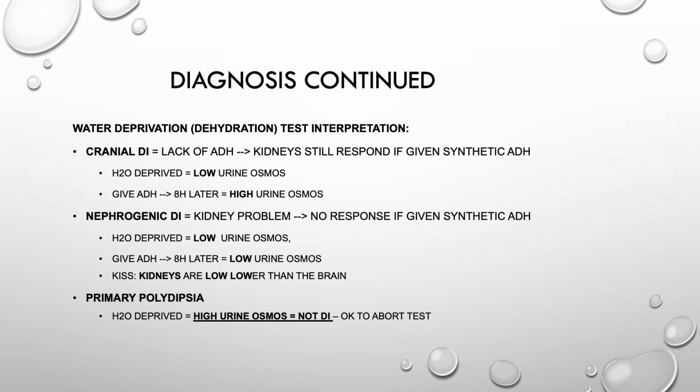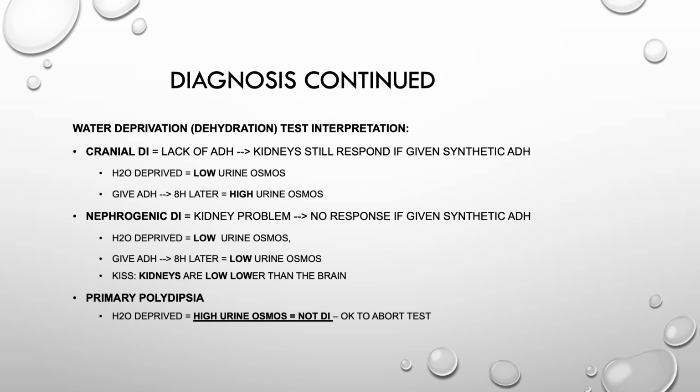Now, if it's high, we now know that the kidneys can't be the problem, right? We gave them synthetic pituitary juice, the ADH, vasopressin, and they can now concentrate the urine. So this is a brain problem, right? Because the kidneys responded. Now, if the kidneys do not respond, this is a kidney problem, right? Because our brain can put out ADH all day long, but if the kidney cannot respond, we're going to continue to have low urine osmolality, okay?